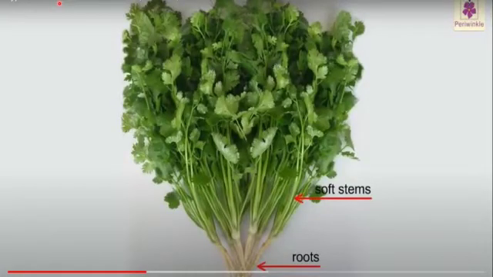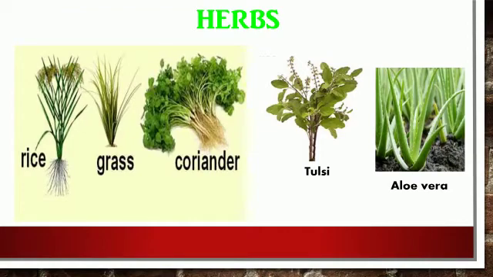Children, look at this plant. Isn't it smaller than shrubs? Yes, these are called herbs. Herbs are very small plants. Can you look at the color of the stem? Which color are they? They are green in color. So herbs have soft and green stems. And also they are very small plants. So the examples of herbs are rice, grass, coriander, tulsi, aloe vera. Children, you also know that tulsi and aloe vera are also called medicinal plants.